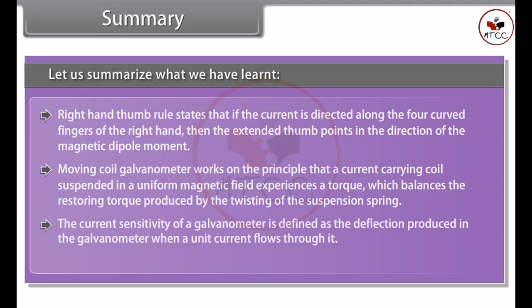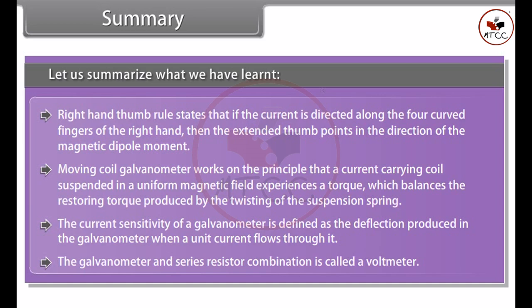The current sensitivity of a galvanometer is defined as the deflection produced in the galvanometer when a unit current flows through it. The galvanometer and series resistor combination is called a voltmeter.